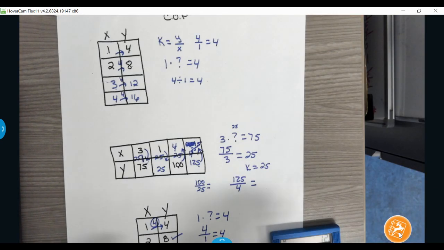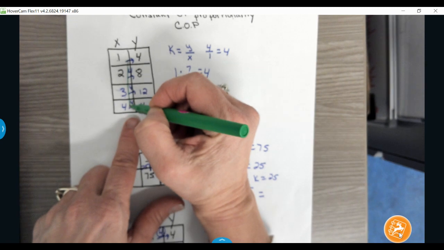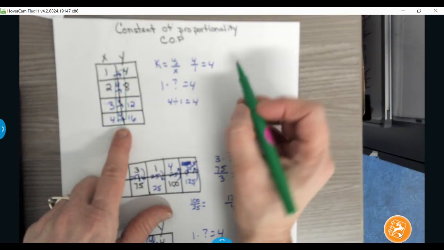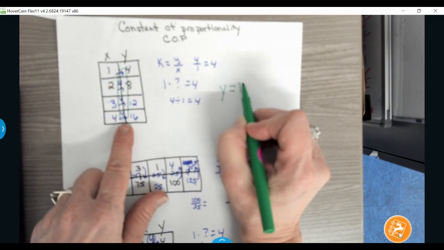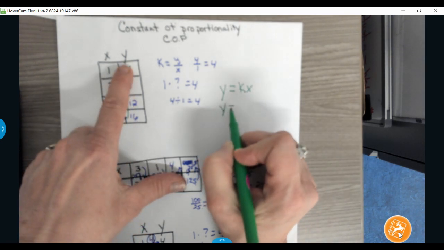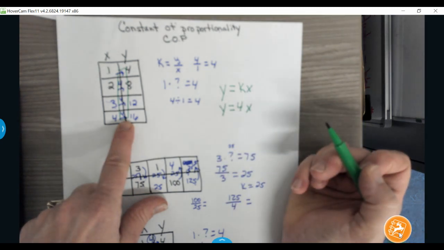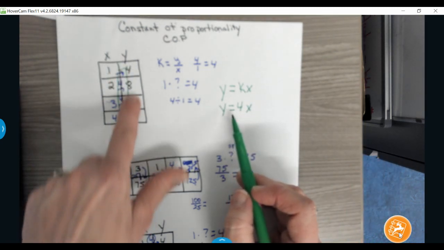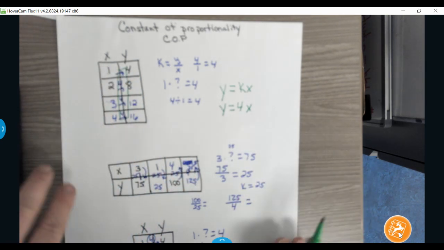Okay, now let's come back over here and look at something else. We found that 4 was the constant here, so we can make an equation. We're going to go y equals my constant times my x. So y is equal to 4x. All of these answers were 4 times x, and that is true.